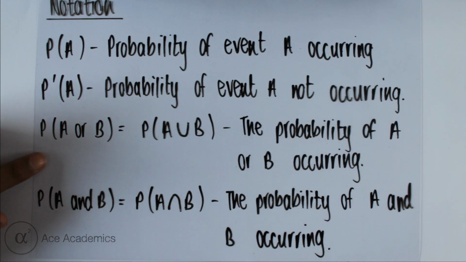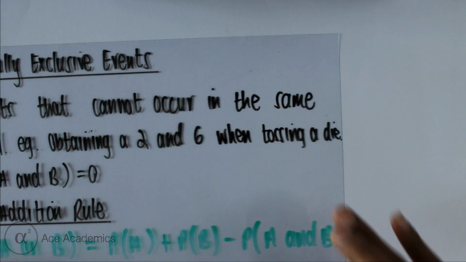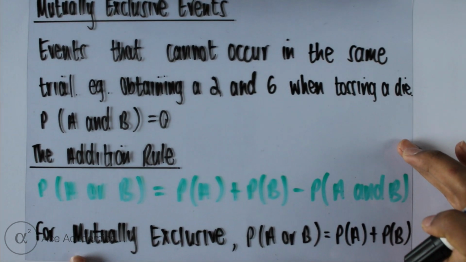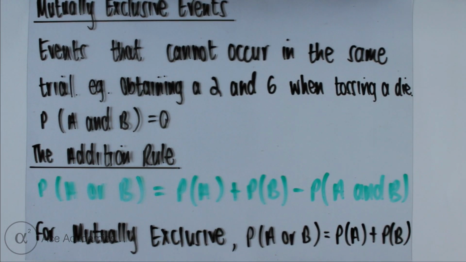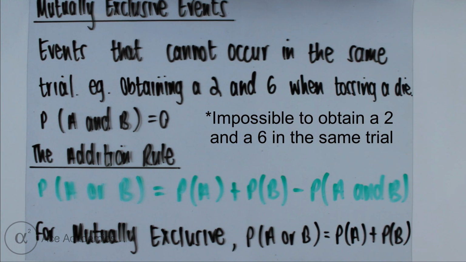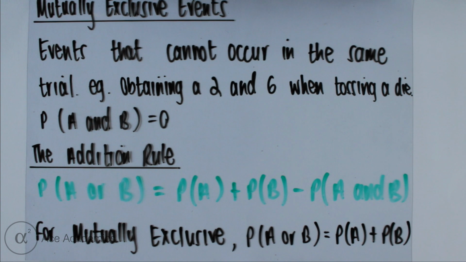Now let's move on to some definitions. Mutually exclusive events are events that cannot occur in the same trial. Example, when we're tossing a die, it's impossible to obtain a 2 or 6 in the same trial. We can only obtain 1 out of the 6 possibilities. For mutually exclusive events, the probability of A and B occurring is 0. As we said, because it's impossible to obtain both a 2 and a 6 in the same trial, for example.